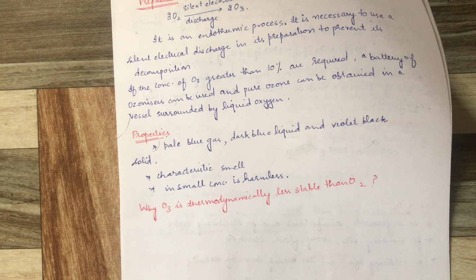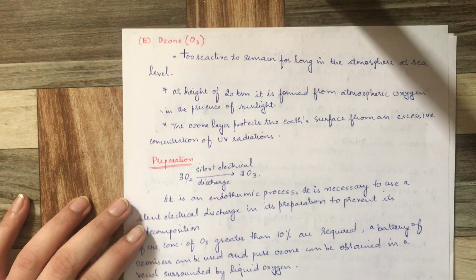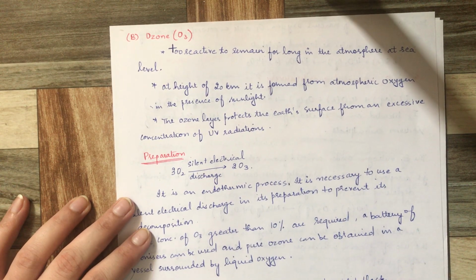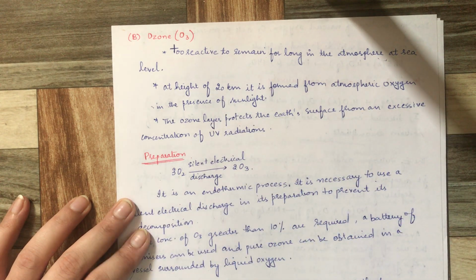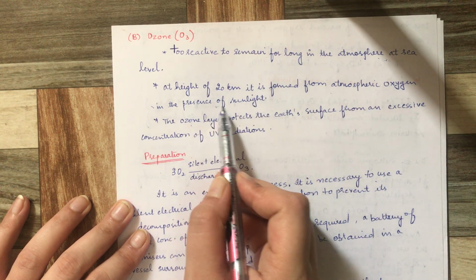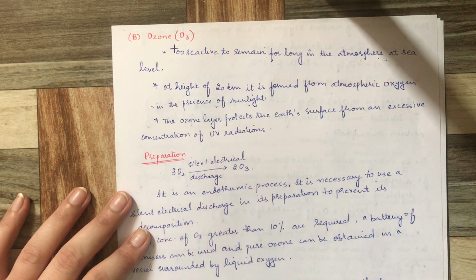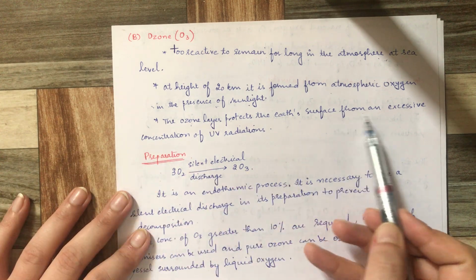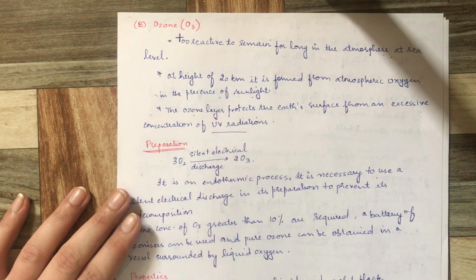Next compound is ozone, O3. It's very reactive in the atmosphere. However, at a height of 20 km in the stratosphere, it is formed from atmospheric oxygen in the presence of sunlight. Why is the ozone layer important to us? Because it protects the Earth's surface from an excessive concentration of UV radiations.